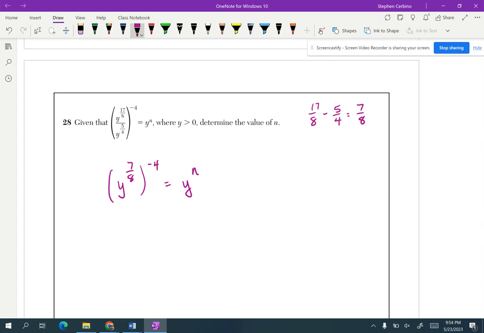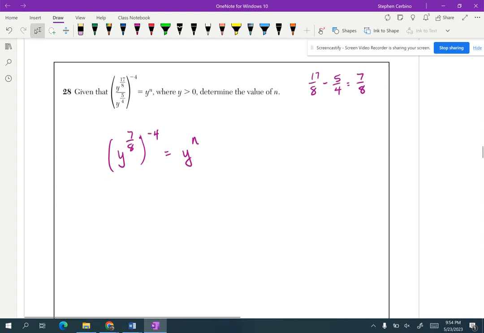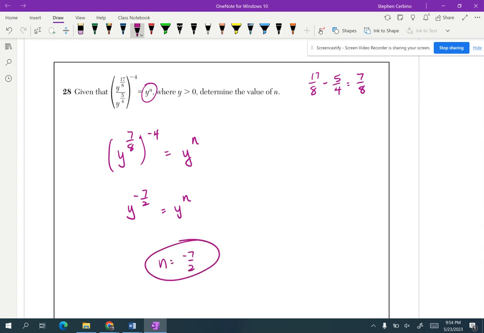Then we have to use the exponent property of power to power, so those get multiplied together. Again, if we multiply 7/8 times negative 4 in our calculator, we get negative 7 over 2 is equal to y to the nth power. I know in class we want to always make the exponents positive when it's open-ended, but this doesn't require you to, because it says just find what the power is when you get y. So we have y, we have our power, so our n value is negative 7 over 2. We're done.